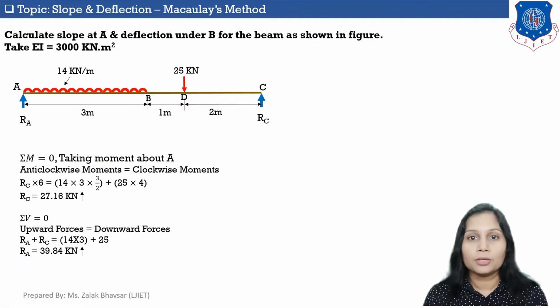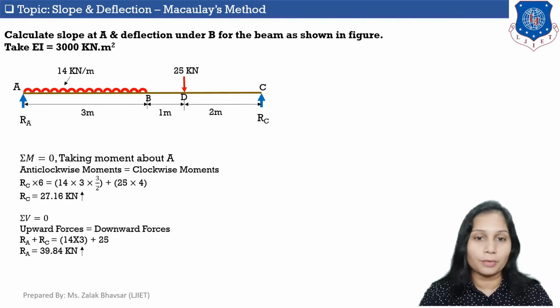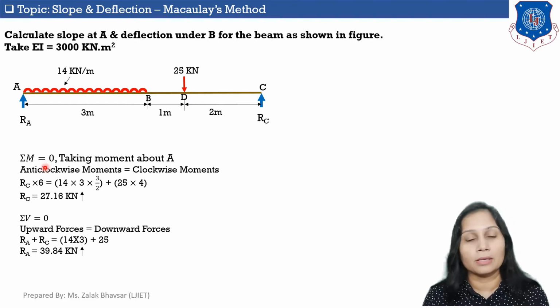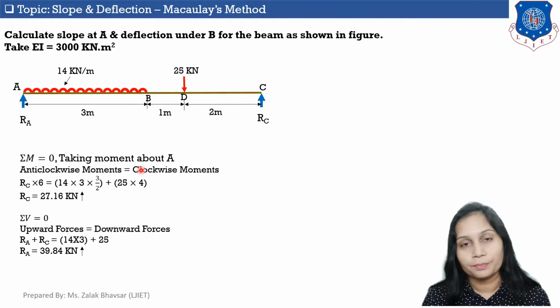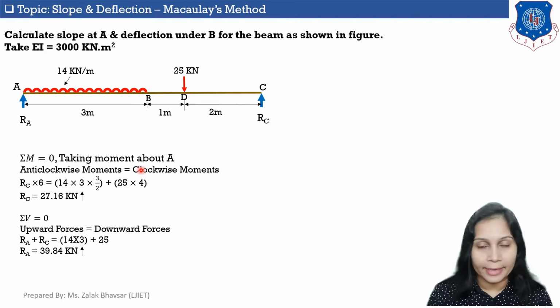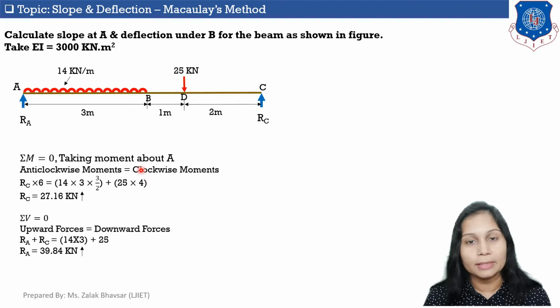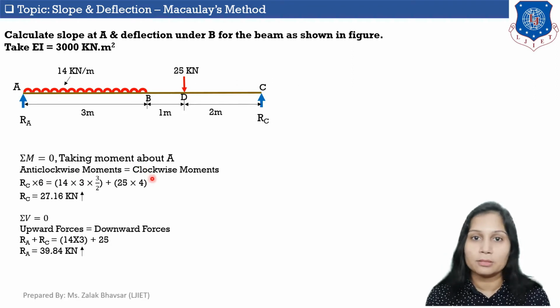So for calculation of reaction we need to consider condition of equilibrium. So let's take first condition of equilibrium, which is sigma M is equal to 0, taking moment about A. It means that if I am taking moment about A, then summation of all moment will be 0. And moments are of two types, anti-clockwise and clockwise, and if I am taking anti-clockwise as negative and clockwise moment as positive, then I can say that anti-clockwise moment is equal to clockwise moment.